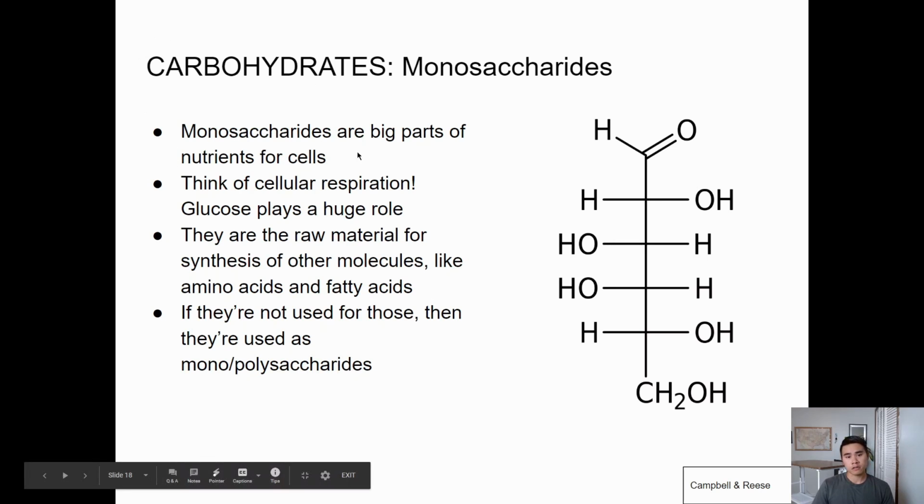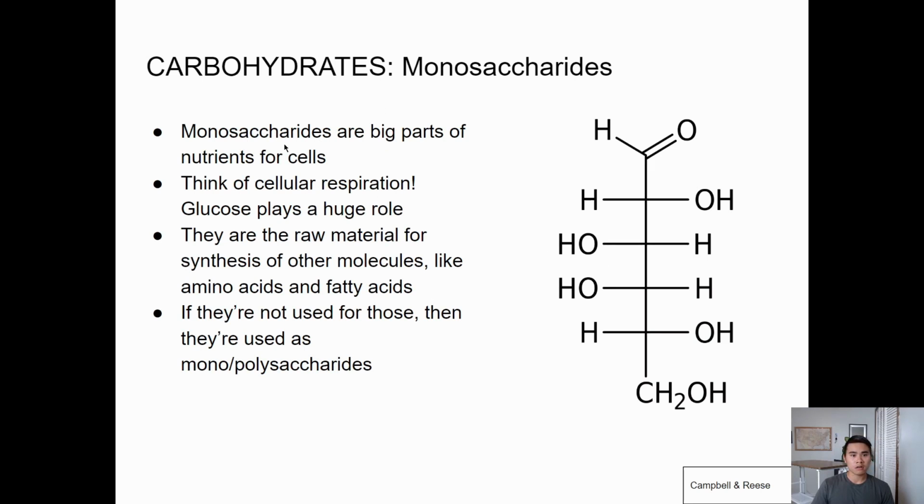So monosaccharides are the monomers of carbohydrates, and are big parts of nutrients for our cells. So think about cellular respiration. Glucose plays a huge role in cellular respiration. So we need the nutrients from the monosaccharides to carry out essential functions. But they're also important in the synthesis of other molecules. So amino acids and fatty acids have makeups that we take from the breakdown of carbohydrates.